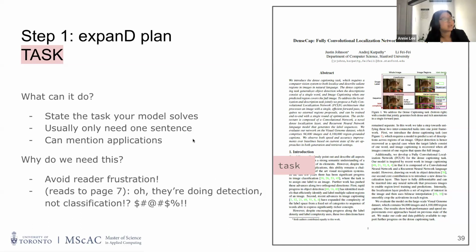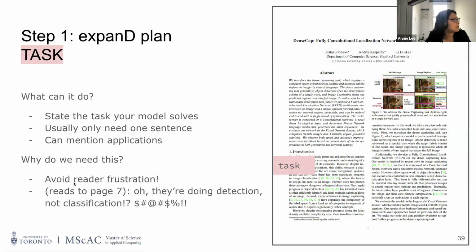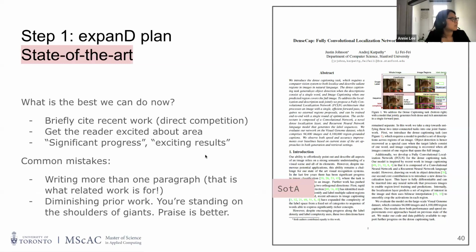Again, a mistake I made during my PhD: you want to avoid reader frustration. You don't want the reader finding out exactly what problem was being solved 7 pages in. And they're like, oh, they're actually doing detection and not classification. That's frustrating to figure out much later. So it's important to get the problem there up front, so that you frame the problem for them and they understand right away.